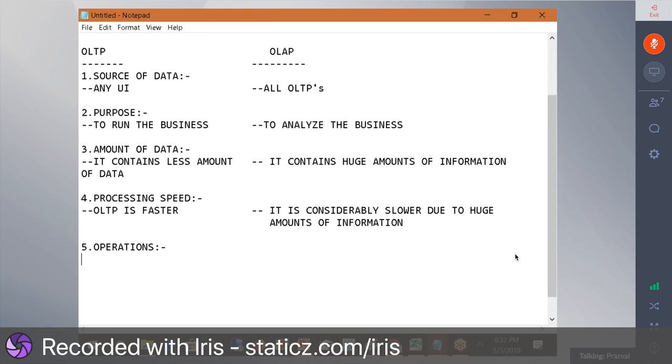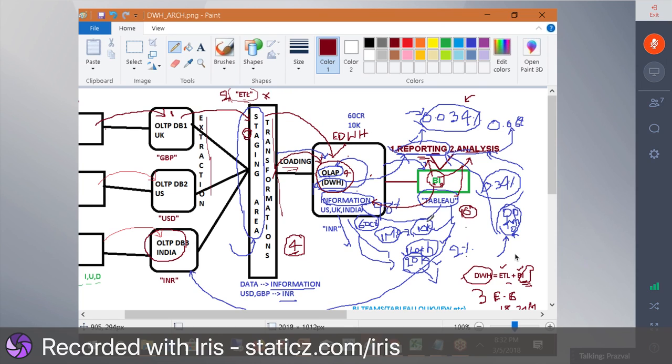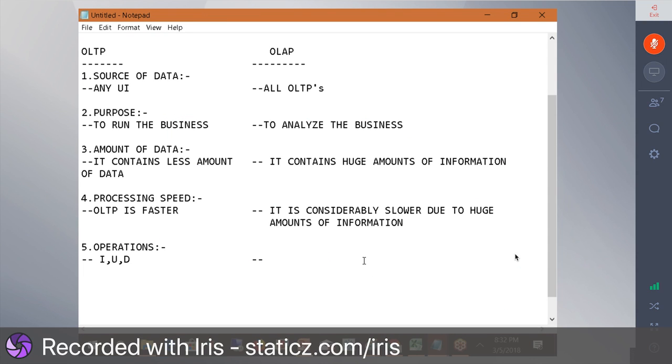Next, operations. Which operation is going to be performed at the OLTP level? Transactions. So what are your transactions? Inserts, updates, deletes. And which operations are going to be performed at the OLAP level? All the BI tools are taking the required data, right? The process of taking the required data is known as selection. So the operation that happens frequently at the OLAP level is data selection.